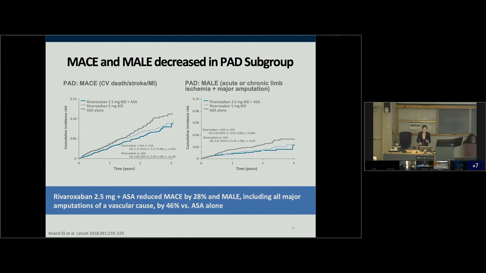So again, that's our traditional cardiovascular death, MI, and stroke, and the dual pathway inhibition group actually did even better than the overall population of CAD and PAD, with a 28% risk reduction. Now, they also introduced a new term in the study, major adverse limb events, or MALE, which is basically the need for amputation or the need for revascularization of the peripheral arteries, and that in the dual pathway inhibition group was also decreased compared to the aspirin alone group.